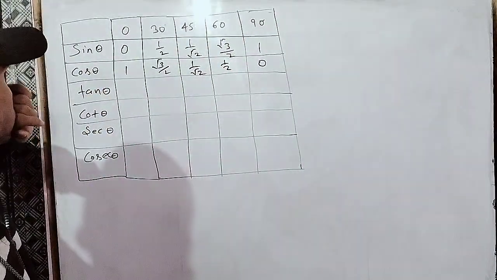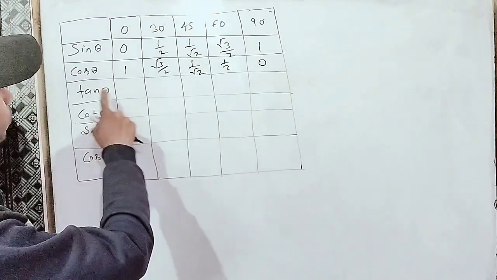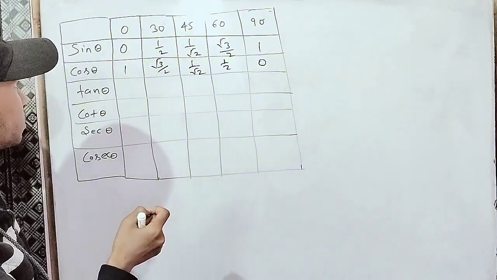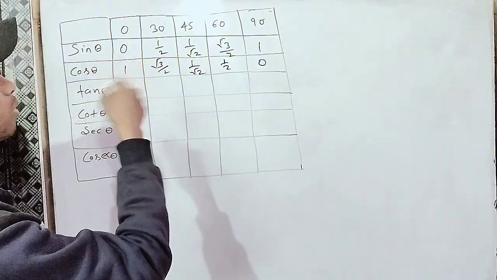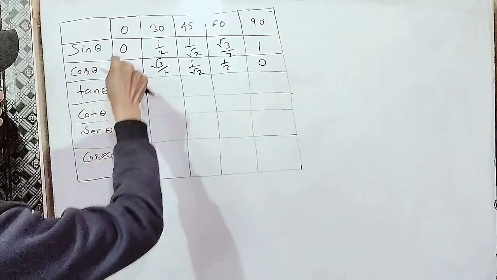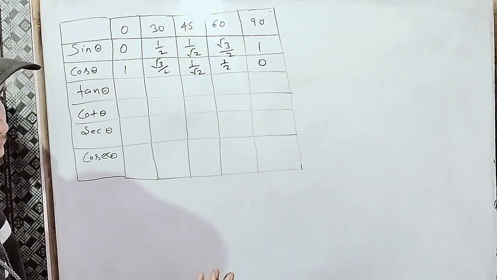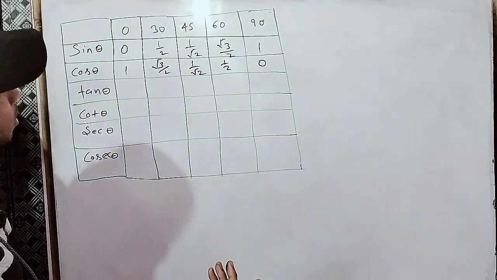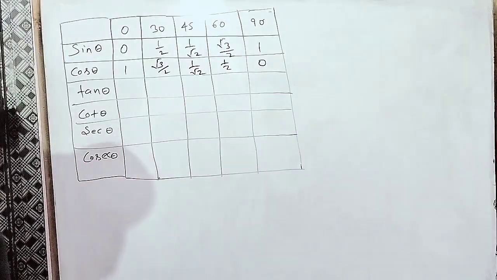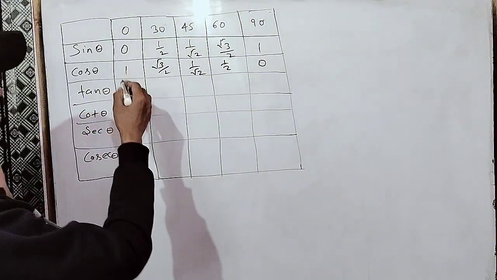Now we know that tan theta means sine by cos theta. So we are dividing sine by cos. Let's divide 0 by 1. What would 0 by 1 be? It is 0.